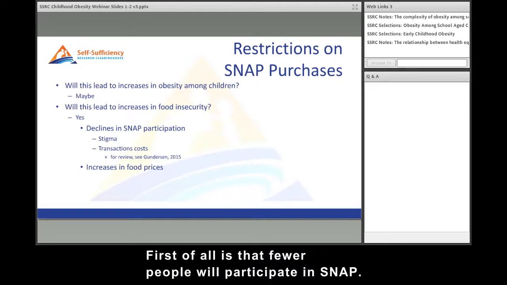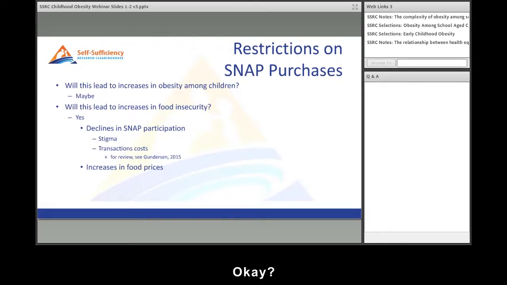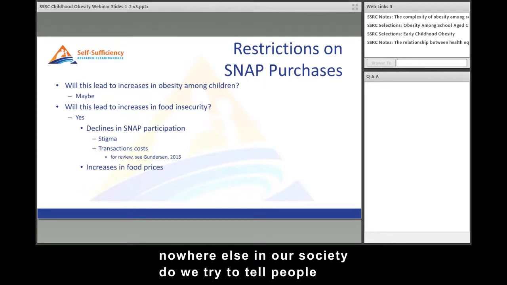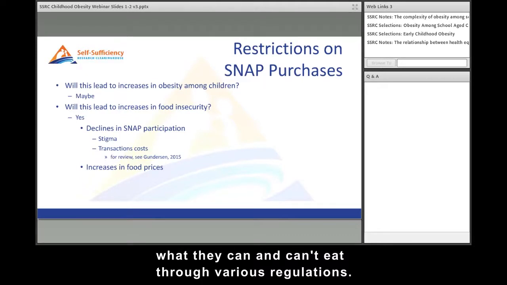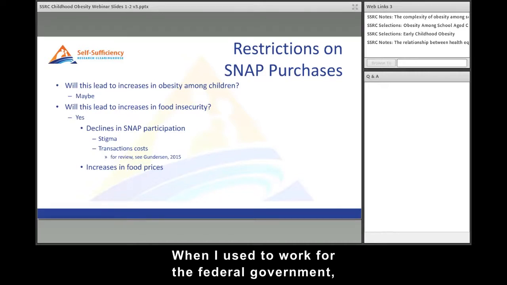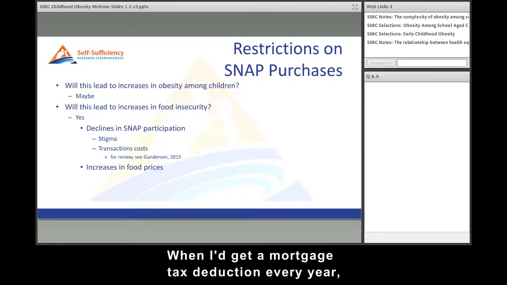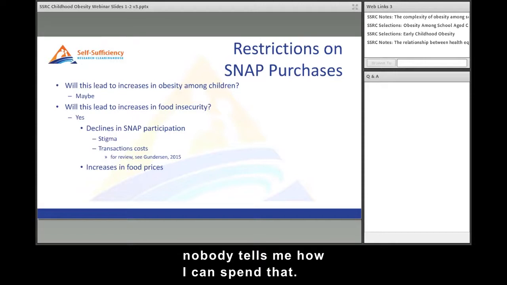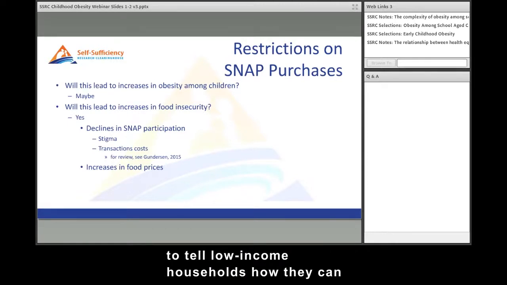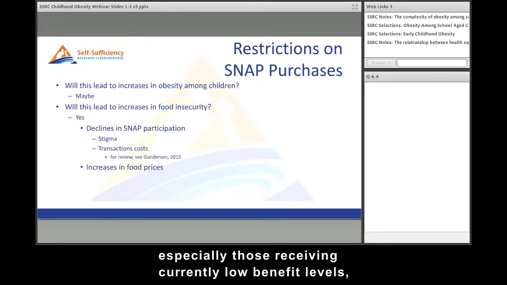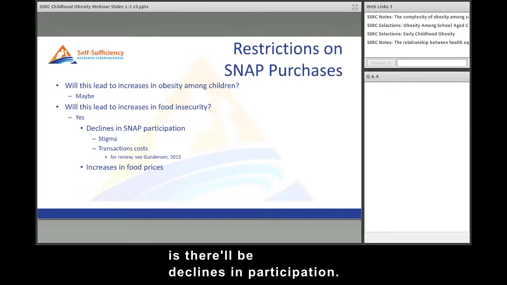First of all, fewer people will participate in SNAP. Nowhere else in our society do we try to tell people what they can and can't eat through various regulations. When I used to work for the federal government, nobody told me how I could spend my paycheck. When I get a mortgage tax deduction every year, nobody tells me how I can spend that. It's patronizing and condescending to tell low-income households how they can and can't use their SNAP benefits. So, especially for those currently receiving low benefit levels, there will be declines in participation.